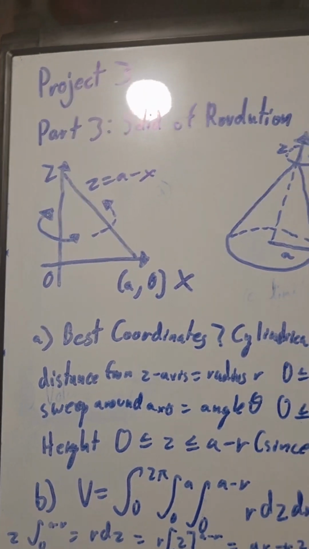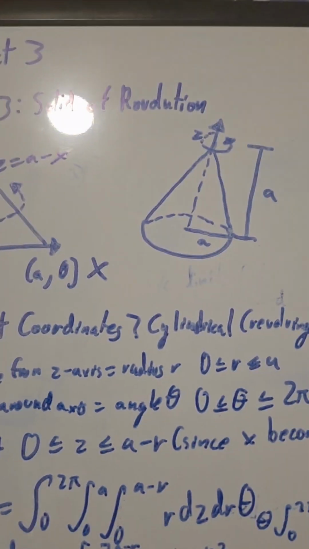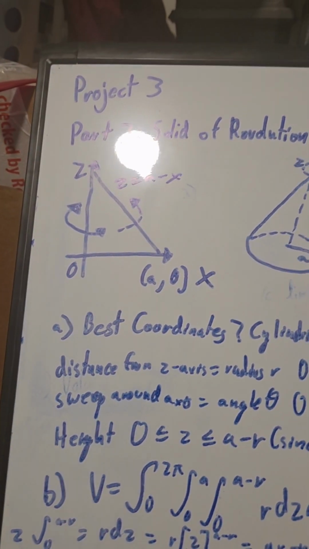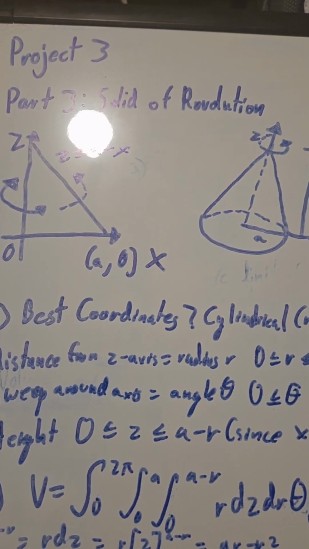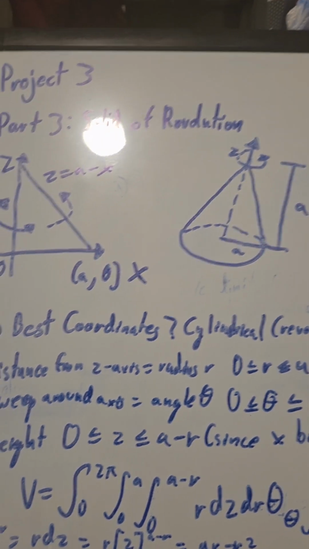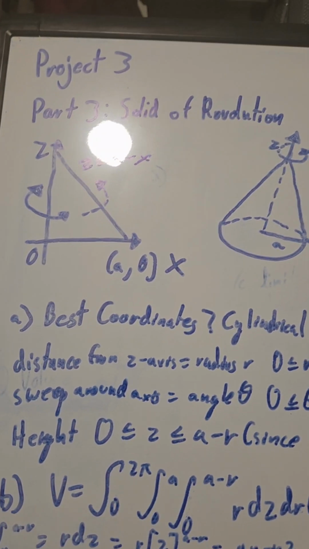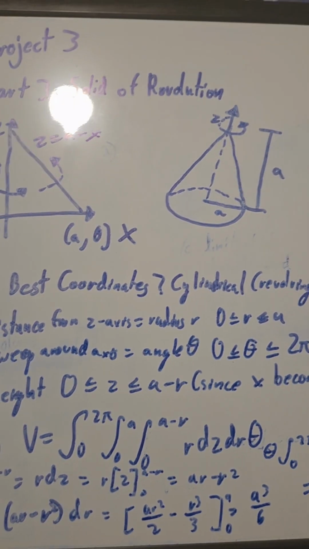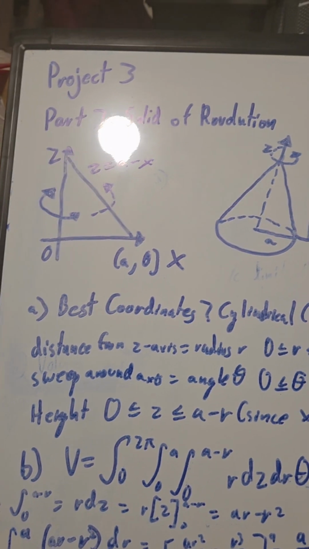All right, here's part 3 of project 3, the solid of revolution. As you can see, we're taking a 2D line, z equals a minus x, where x is greater than or equal to 0, sweeping it 360 degrees, and it creates a circular cone with a base of radius a and a height of a. The best coordinate system to use here is cylindrical. It's basically the standard for revolving around any axis.